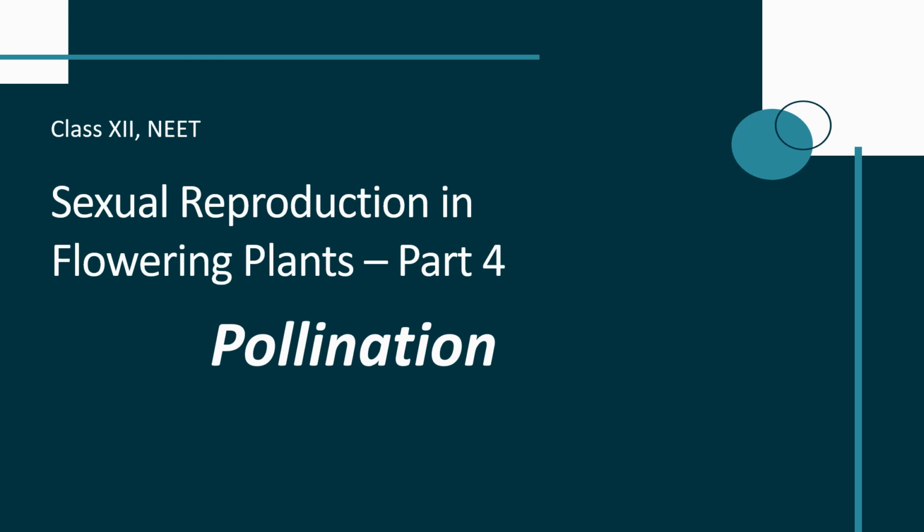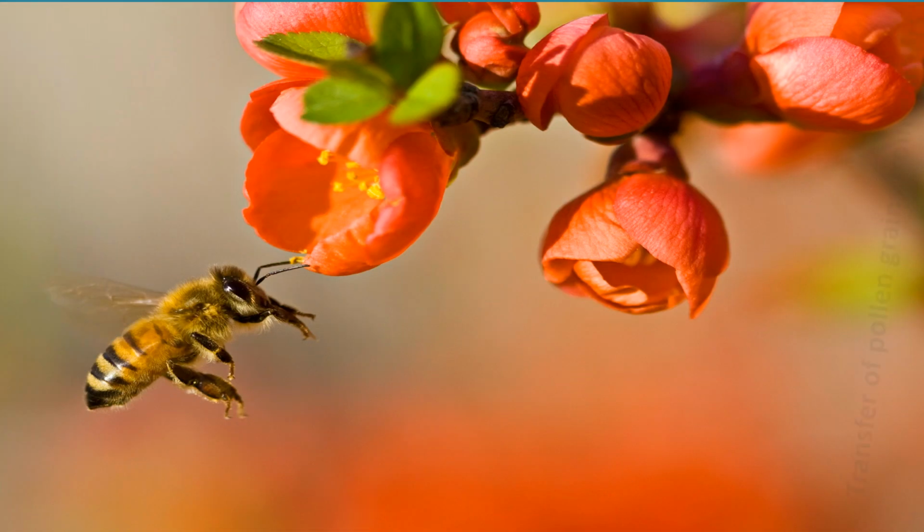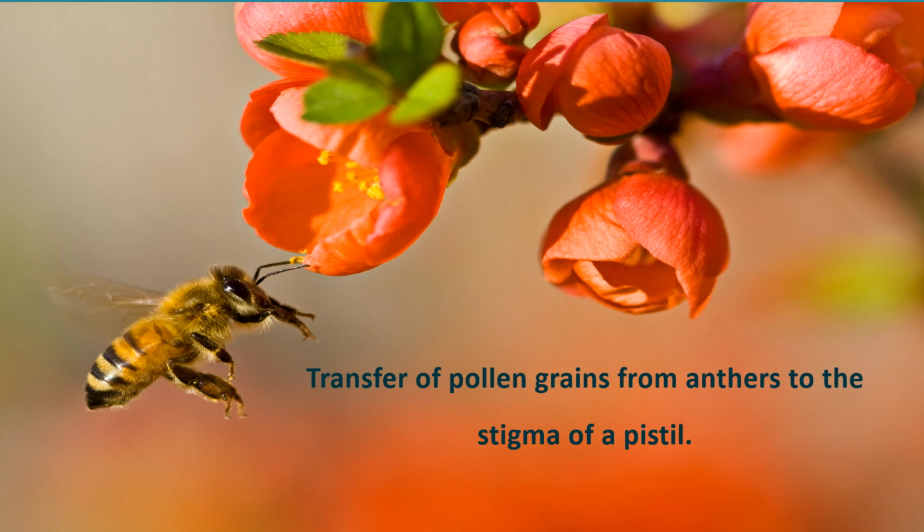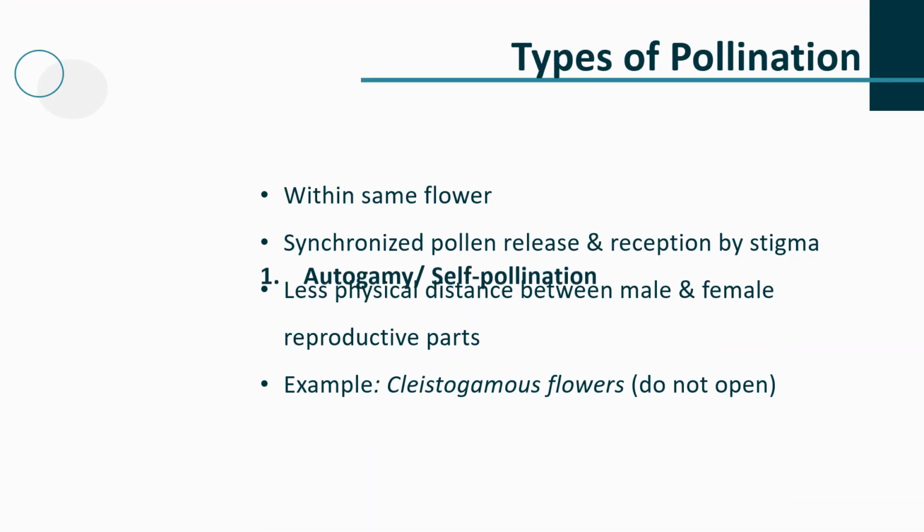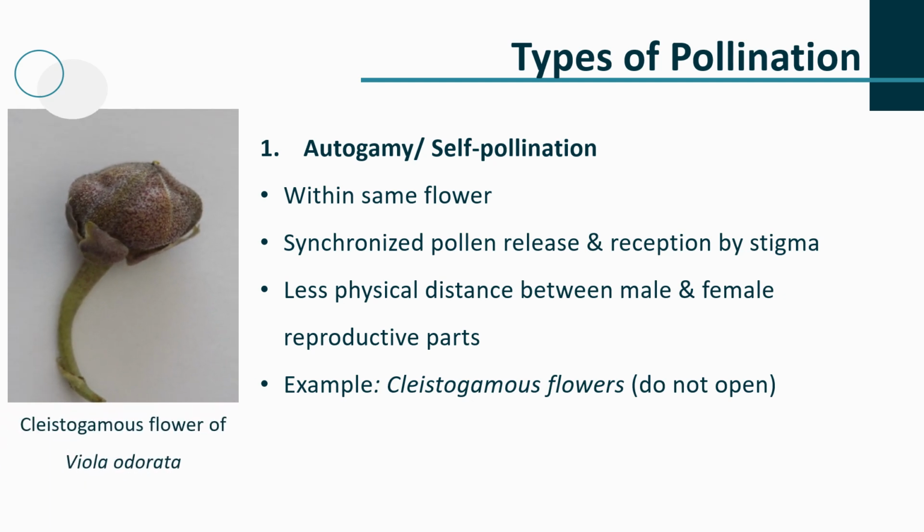In this video, we'll focus on pollination. In flowering plants, both male and female gametes are non-motile. So in order to ensure gamete transfer, pollen grains from anthers are transferred to the stigma of a pistil through a process known as pollination. Let us learn about the types of pollination.